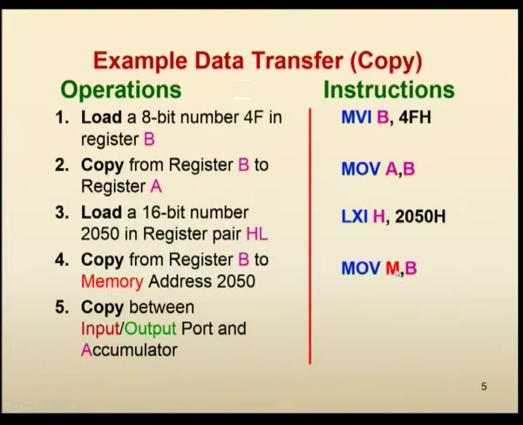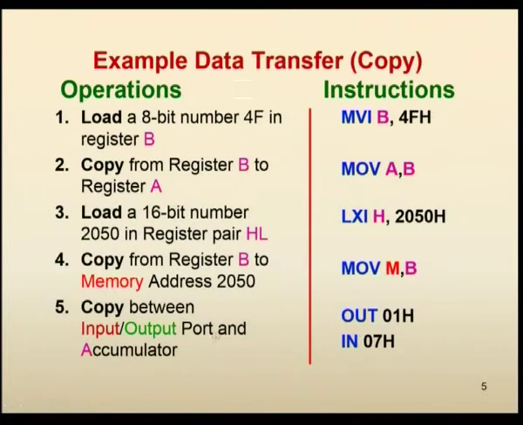When you give this instruction, this will automatically copy, since the address is already loaded here. If it is already loaded, then the contents of B will be copied to the memory location of address 2050H. Then, you may want to send data to an input or output port. The data from the accumulator can be sent to an output port, and data from an input port can be brought into the accumulator. This is the instruction.